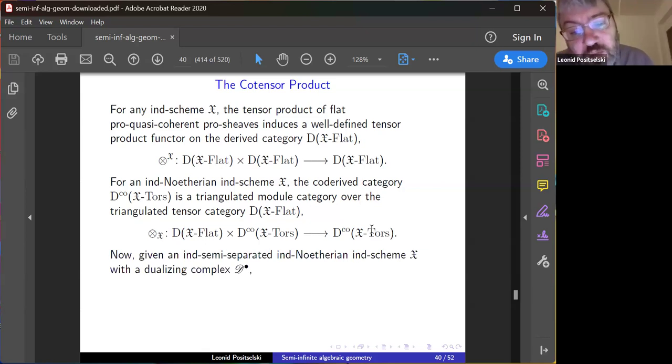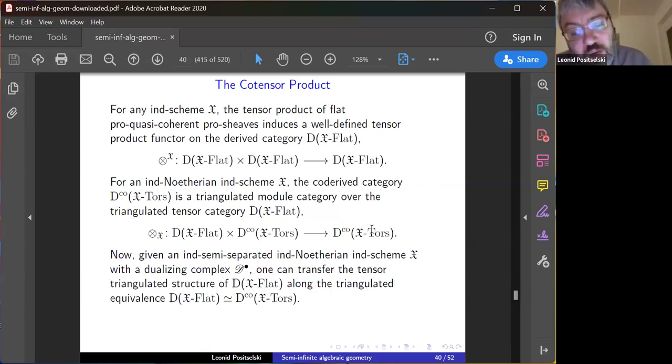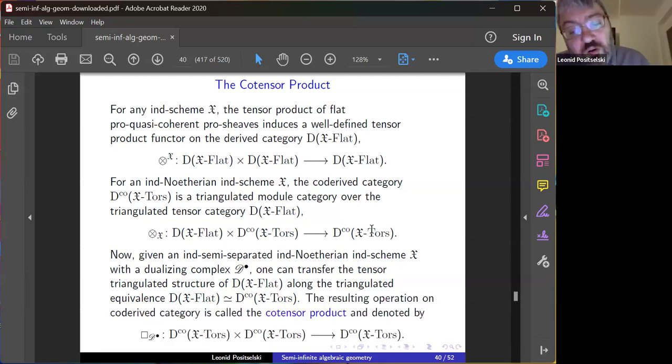Now, given a semi-separated ind-Noetherian ind-scheme with a dualizing complex, one can transfer the tensor triangulated structure of D(X-flat) along the triangulated equivalence between D(X-flat) and D^co(X-tors). The resulting operation on the coderived category is called the cotensor product and denoted by cotensor over D.